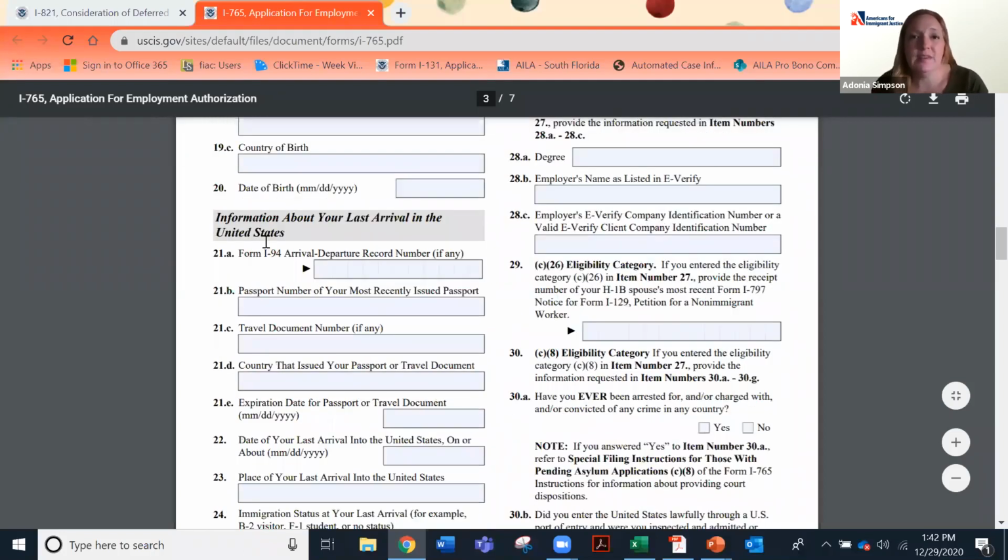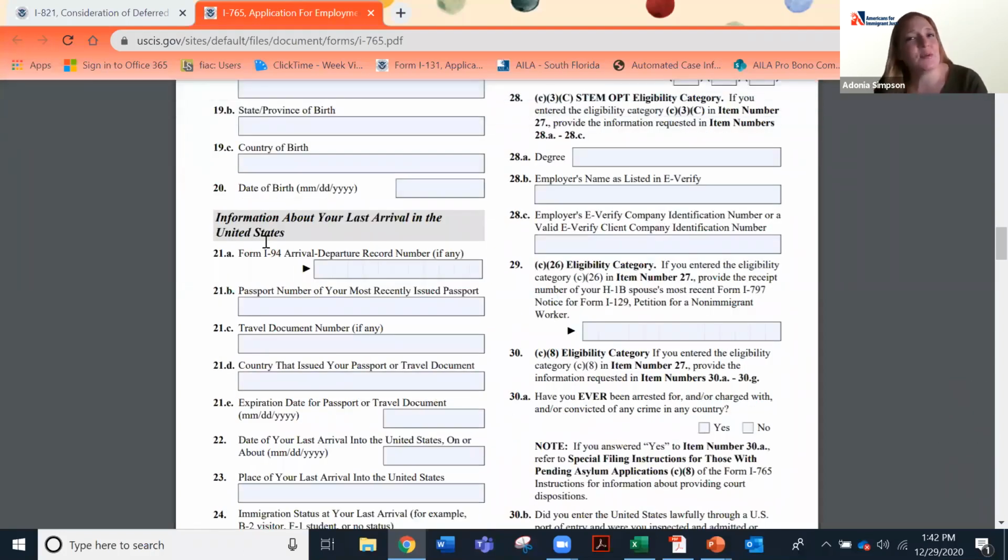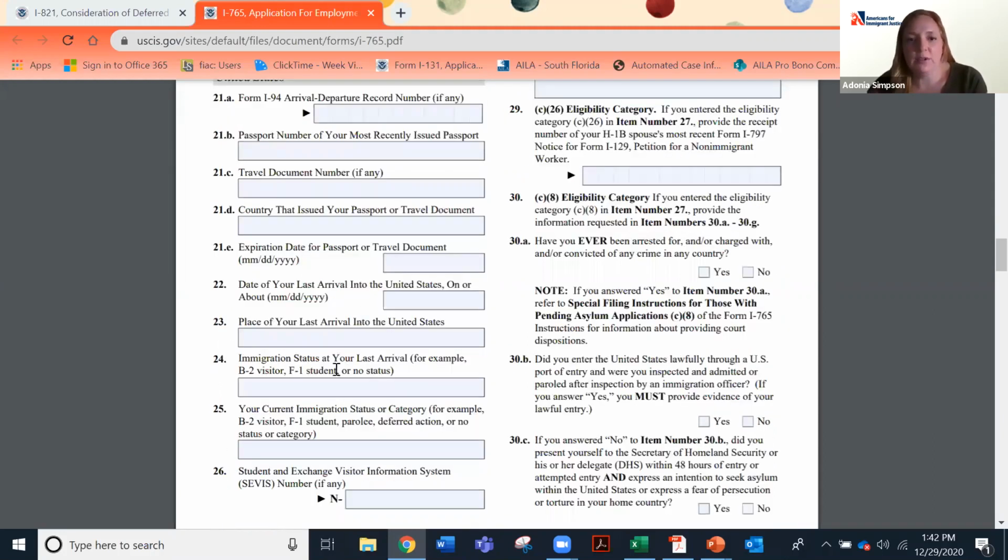Again, just like the I-821D, you're going to have a lot of this information already since you already filled it out on the form earlier, but it's going to ask for an I-94 number, if you have one, if you were issued an I-94 upon entry on a visa or parole. It's going to ask for your passport information, your most recently issued passport, and when it expires, your date of last arrival, and your status of last arrival. So if you entered without inspection, that means without any sort of permission from the government, you can put entered without inspection or no status. If you entered on a visa, you would indicate what type of visa you entered on.